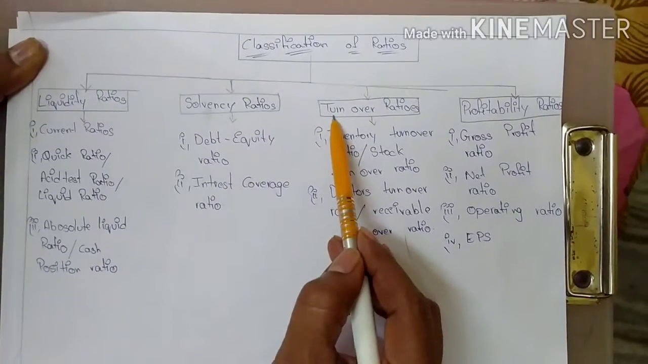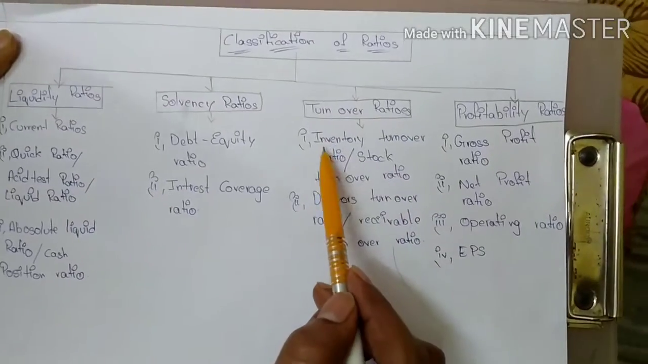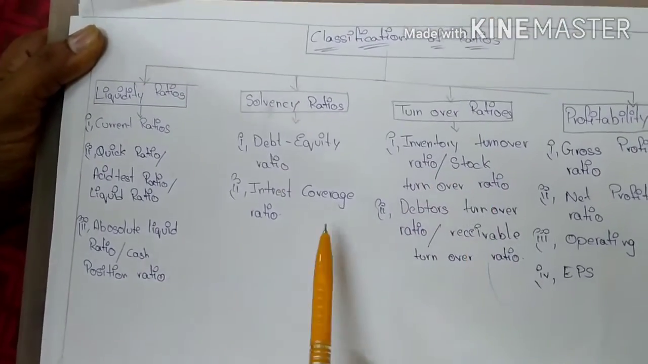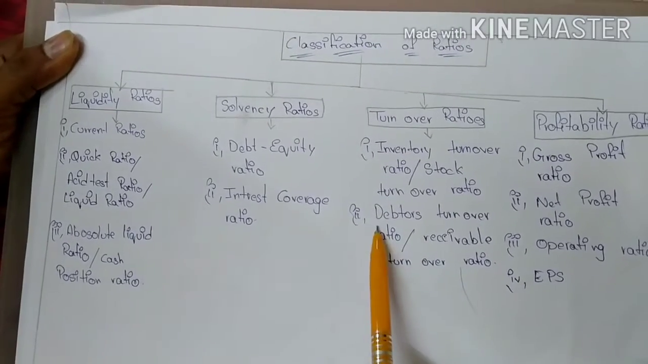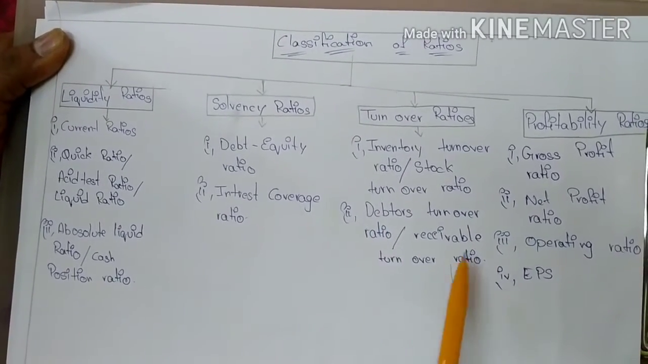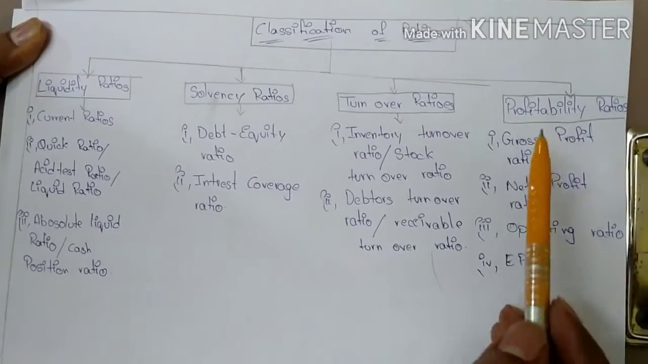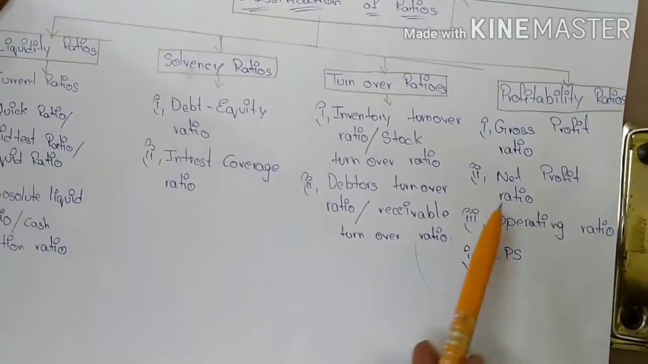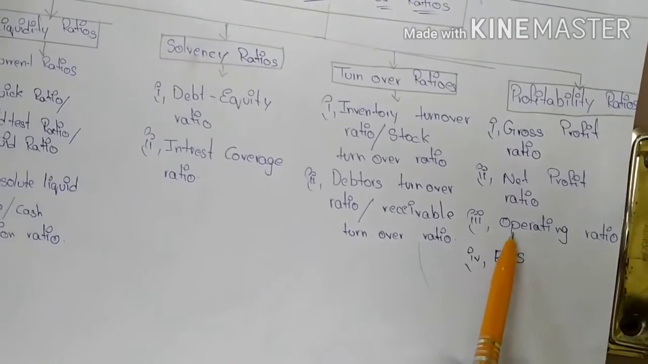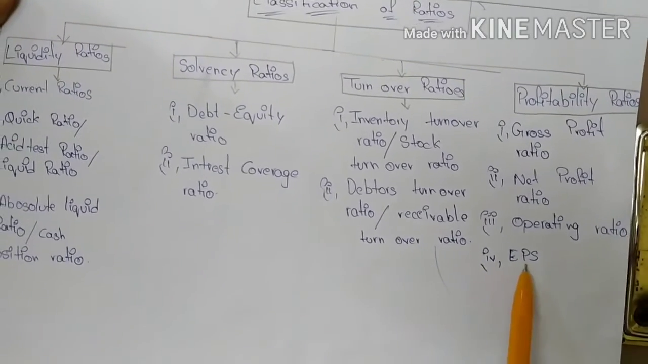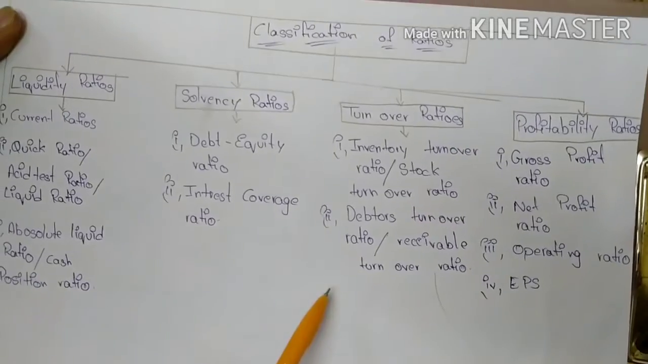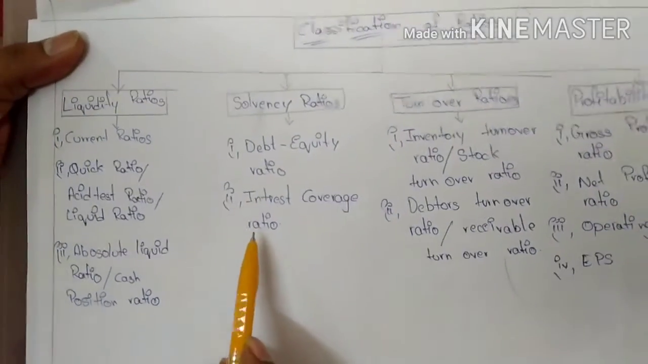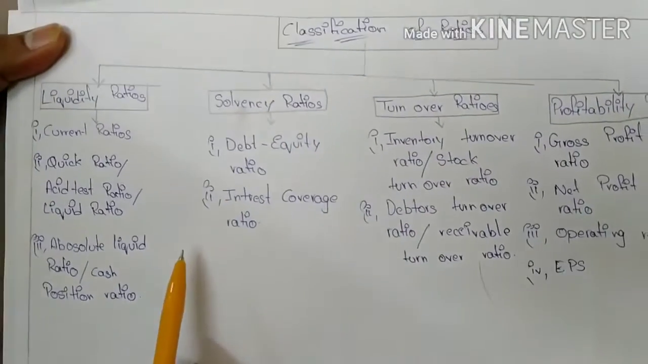If you come to the third one, turnover ratios, there are the inventory turnover ratio or stock turnover ratio, and the debtors turnover ratio or receivables turnover ratio. Next, the profitability ratios: gross profit ratio, net profit ratio, operating ratio and earnings per share ratio. We will come to our today's topic, that is solvency ratios.